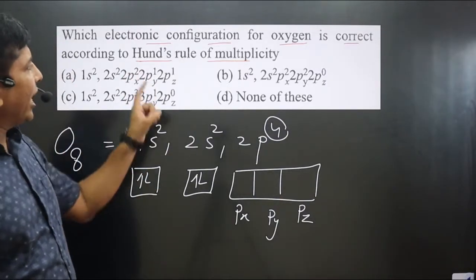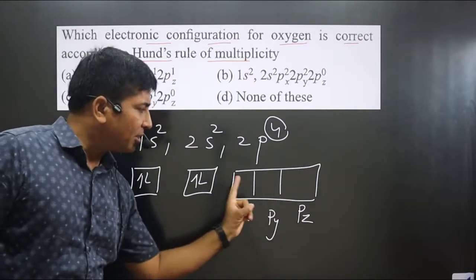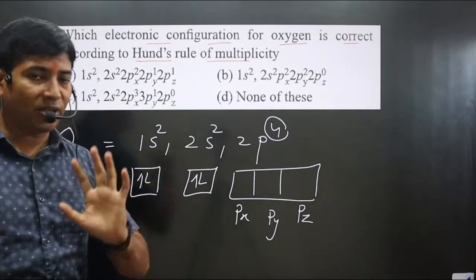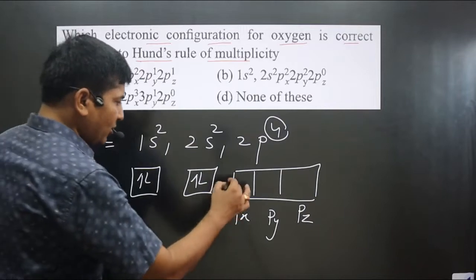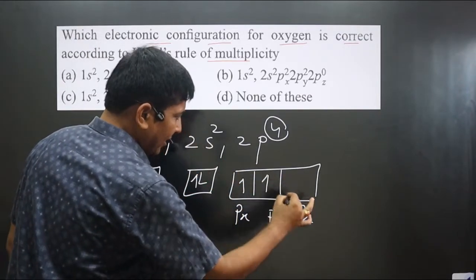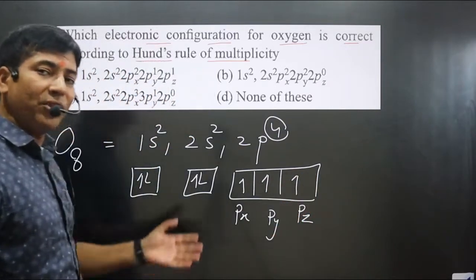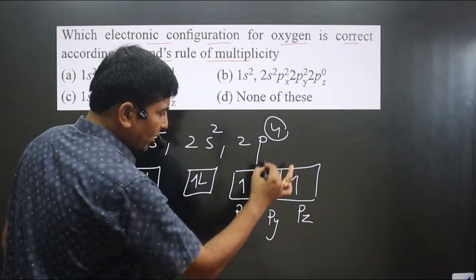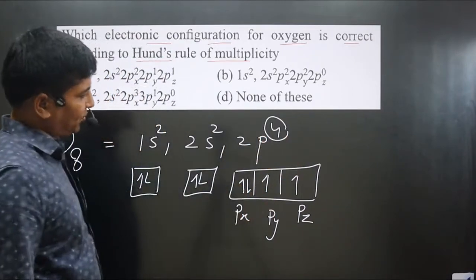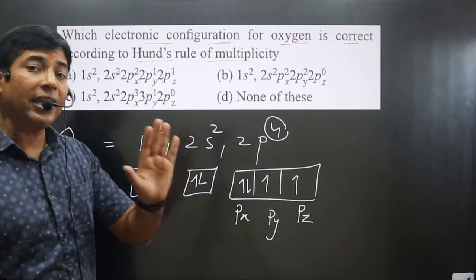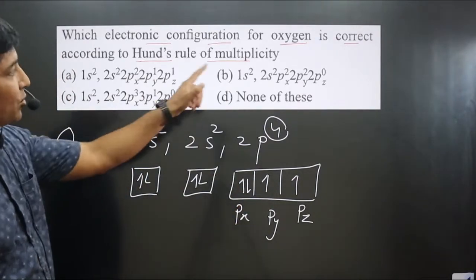According to Hund's rule, these orbitals are filled with single spin first followed by double spin. So let's start filling. First electron single spin, second electron, and this is the third electron. Now we can pair up. Then 3 electrons are filled, total 4 electrons. I fill the last one also. So this is the arrangement of electrons in orbitals according to Hund's rule.